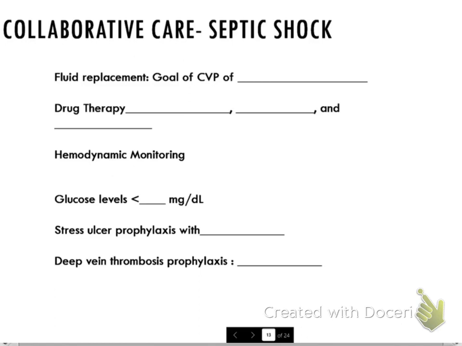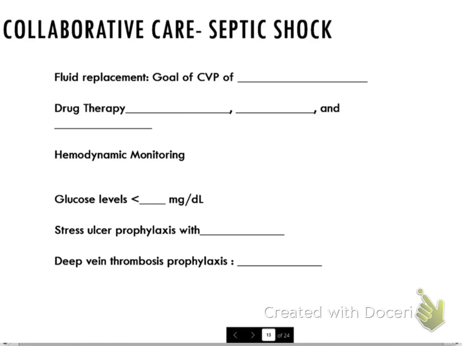The urine output, 0.5 mLs per kilogram per hour. And we want their CVP up. So the CVP at 8. And what about the glucose? We want the glucose levels below 180. Remember we talked about that earlier? We want them below 180.